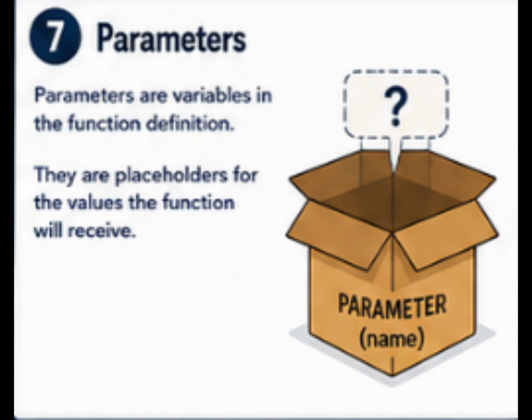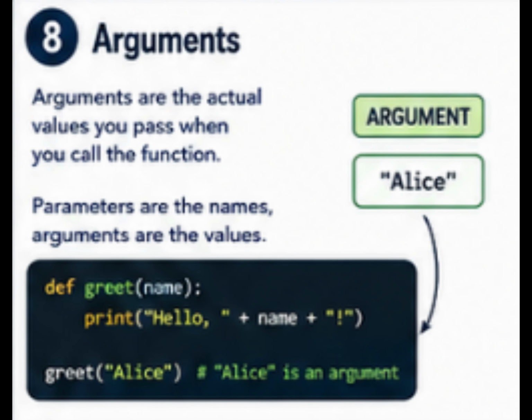Parameters act like variables that are created only for the function. In the example, the parameter called name doesn't have a value until the function is used. When the function is called, Python temporarily stores the provided value inside that parameter. This allows the same function to work with many different pieces of information instead of being limited to just one.